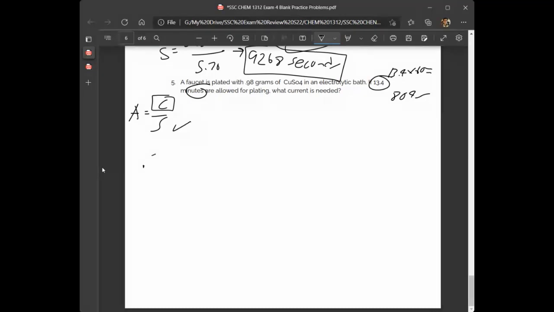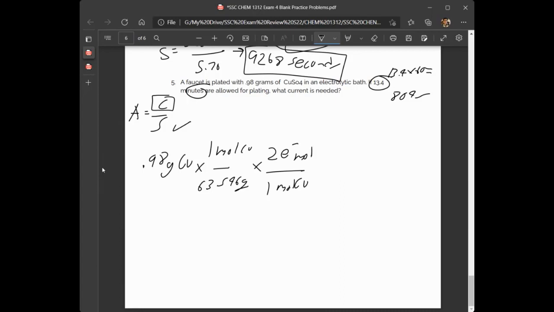We work the train tracks again, the dimensional analysis. So 0.98 grams of Cu. I know that 63.546 grams turns into 1 mole of Cu. And then 1 mole of Cu yields 2 moles of electrons. How do I know that? Well, this is Cu2+, because SO4 is 2-, so to balance out the charge, Cu must be 2+. If we're making Cu metal, you need 2 electrons. So that's how I get 1 mole of Cu to 2 moles of electrons.